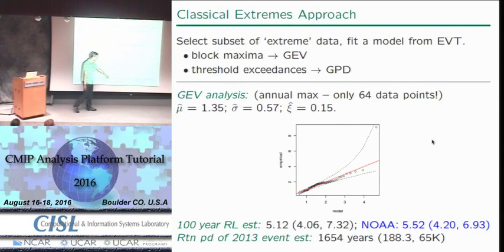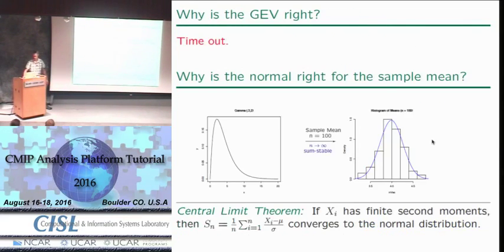Notice that NOAA's confidence interval is a bit more narrow than mine, and that's because NOAA is doing some fancy things to try and borrow strength across locations rather than just using the data from this one location to estimate the distribution at that one location. The return period estimate of the 2013 event with our fitted GEV is about 1654 years. And you can see that the uncertainty with that is enormous. That's because I've only got 64 data points to fit this, and so there's a lot of uncertainty associated with the parameters of the GEV distribution.